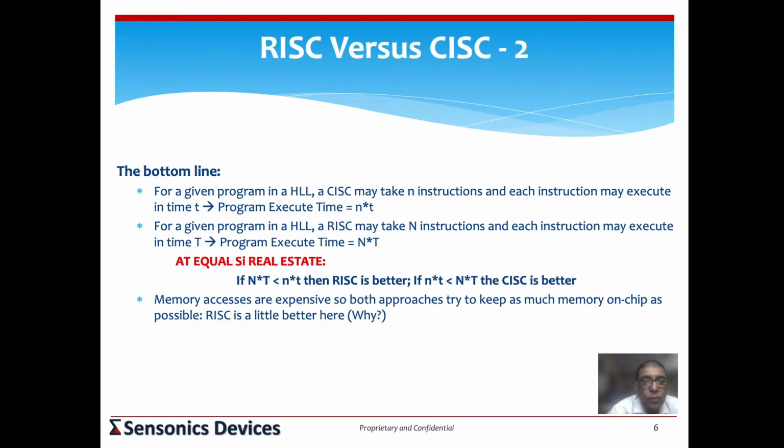As you know, memory accesses are expensive, and therefore both approaches will attempt to put as much memory on chip as possible. In the case of RISC, you will do that via a register file, but you can additionally also put cache inside, both for instruction as well as for data. In the case of CISC, the mechanism of that register file doesn't exist, and therefore you might give up a little bit of a handicap here.